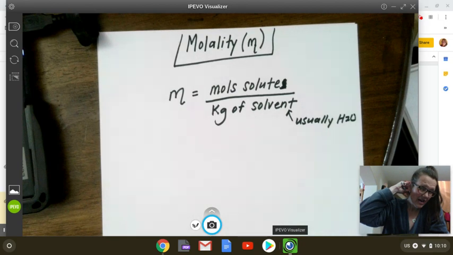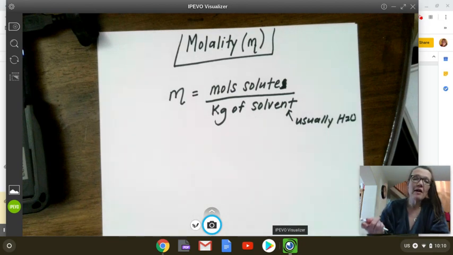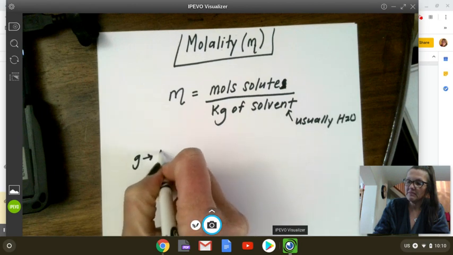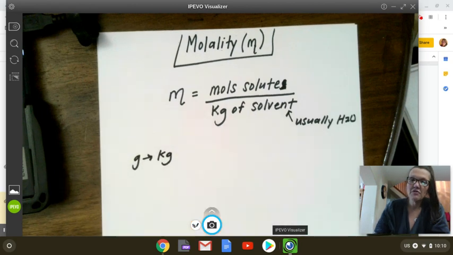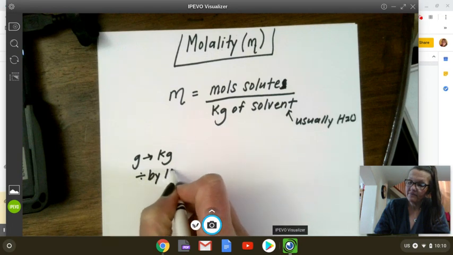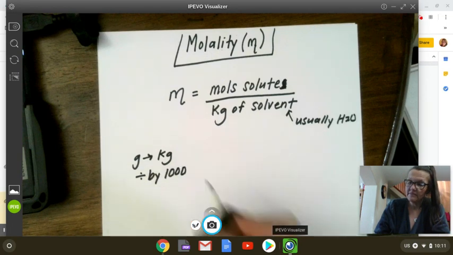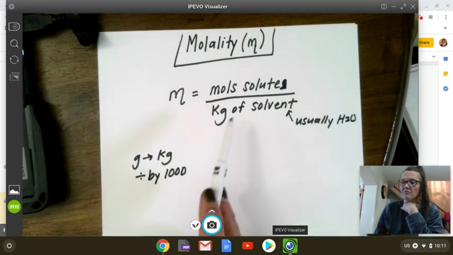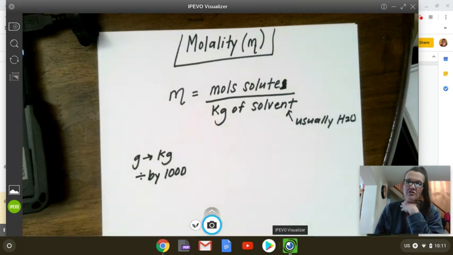Okay. Just because it's going to come up, I just want to review really quick. Do you remember how to go from grams to kilograms? It's the same way you go from milliliters to liters. You're going to divide by 1,000. Okay, so just a little side note. So molality is equal to the moles of solute divided by the kilograms of solvent.